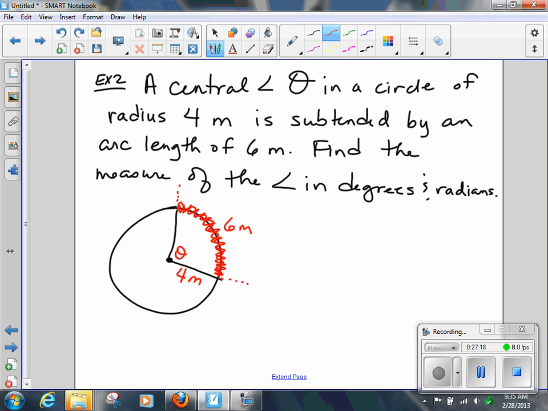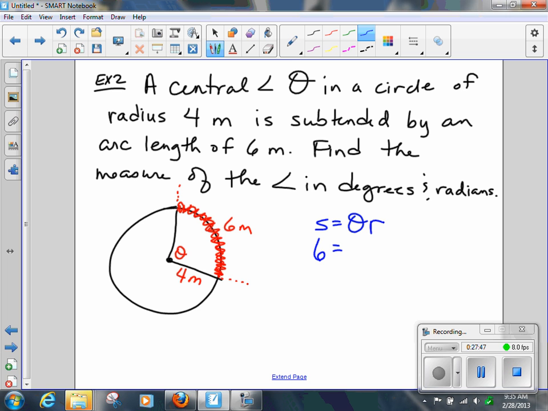What do I do here? What am I solving for this time? I have to solve for theta this time. So what's my formula? S equals theta r. It's the only formula we have. Can you solve an equation? Yes. So don't let this stuff fool you. It's just fancy equation solving. What is S? 6.